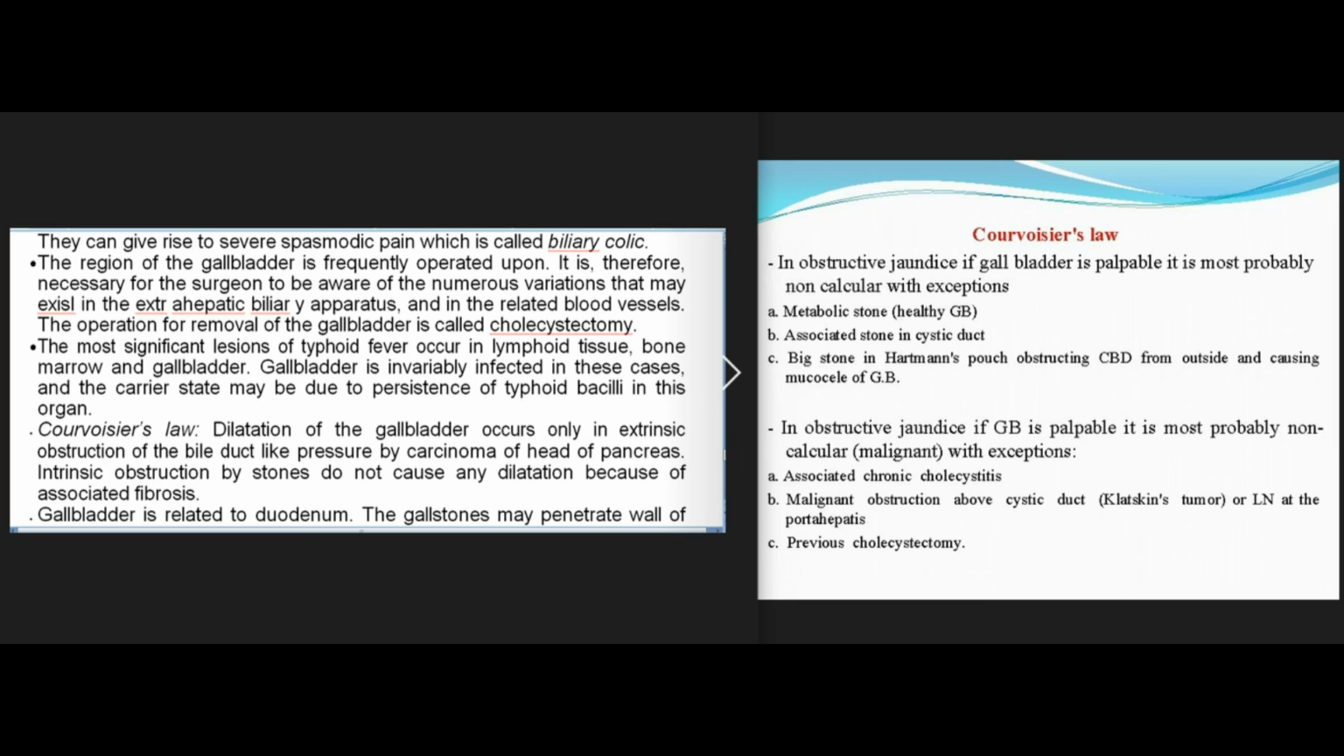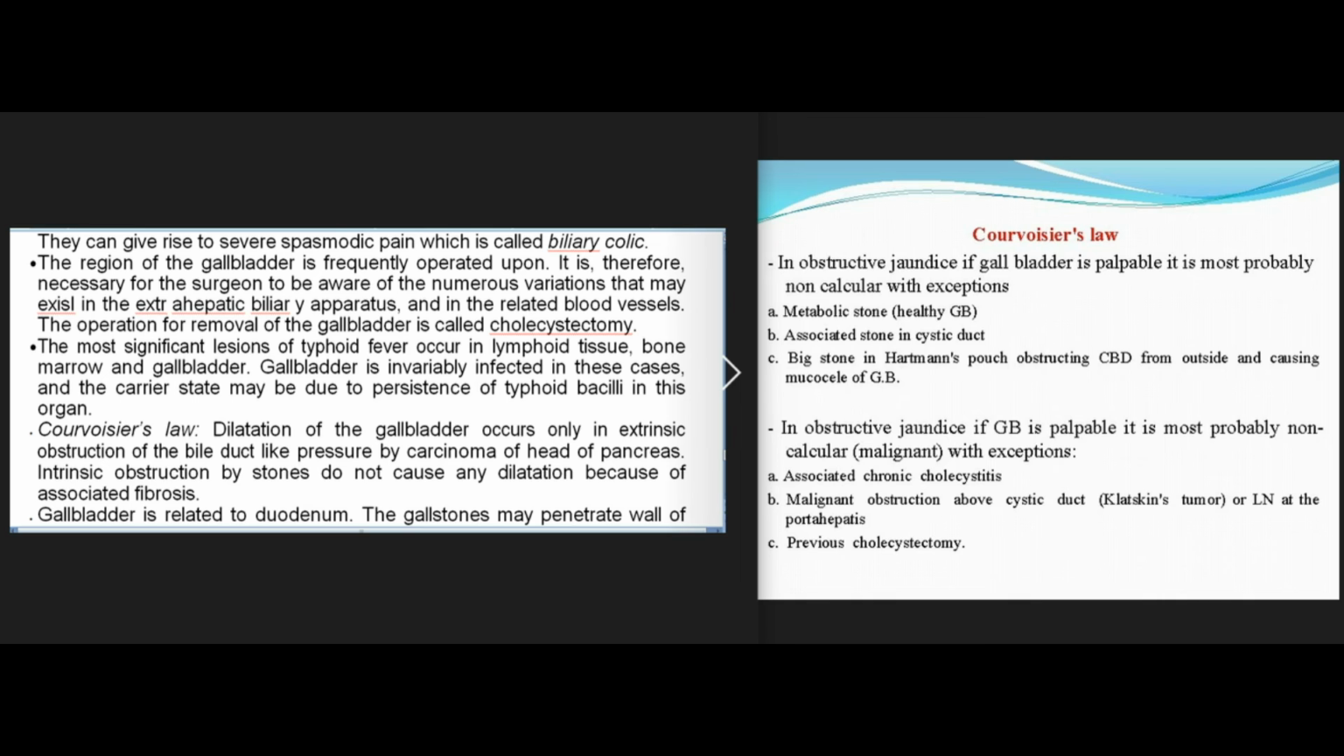The region of the gallbladder is frequently operated upon. It is, therefore, necessary for the surgeon to be aware of the numerous variations that may exist in the extrahepatic biliary apparatus, and in the related blood vessels. The operation for removal of the gallbladder is called cholecystectomy.